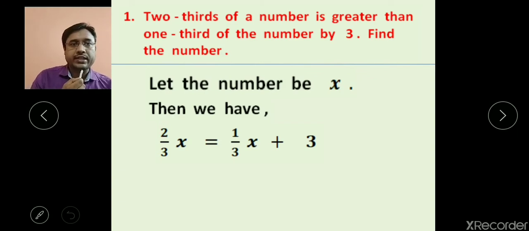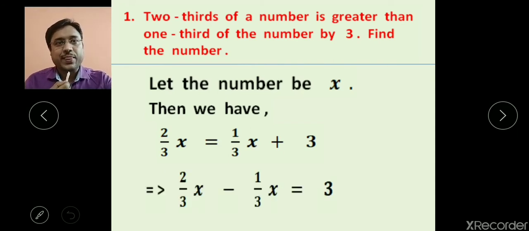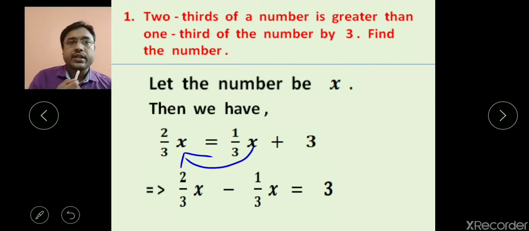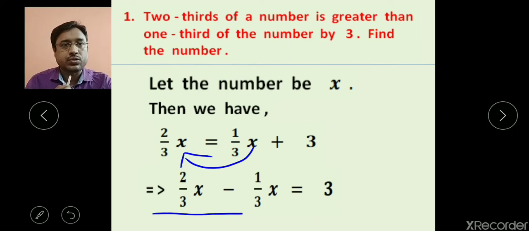When we add 3 to 1 by 3 of the number, then that will be equal to 2 by 3 of the number, as according to the question. Now we take this 1 by 3 x to the left side, so it will be subtracted. So 2 by 3 x minus 1 by 3 x equals 3. Now this equation we are going to solve.